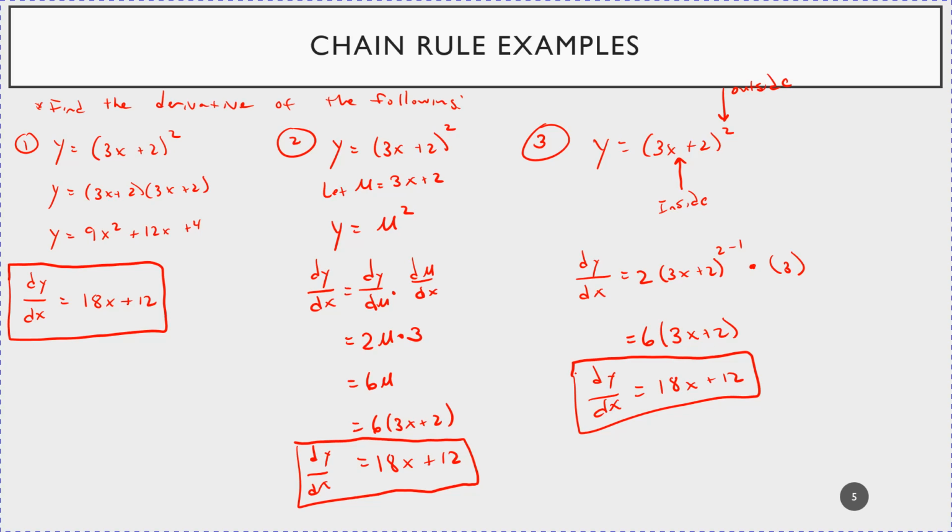One of the things you might say is, well, Matt, why would I even bother trying to do any of these when I could just FOIL this out? Absolutely. But let me show you why you need to use the chain rule. Let me put a much harder one that you really can't FOIL out. You're going to need to apply the chain rule. Let me go to the next slide. Let's find the derivative of the following.